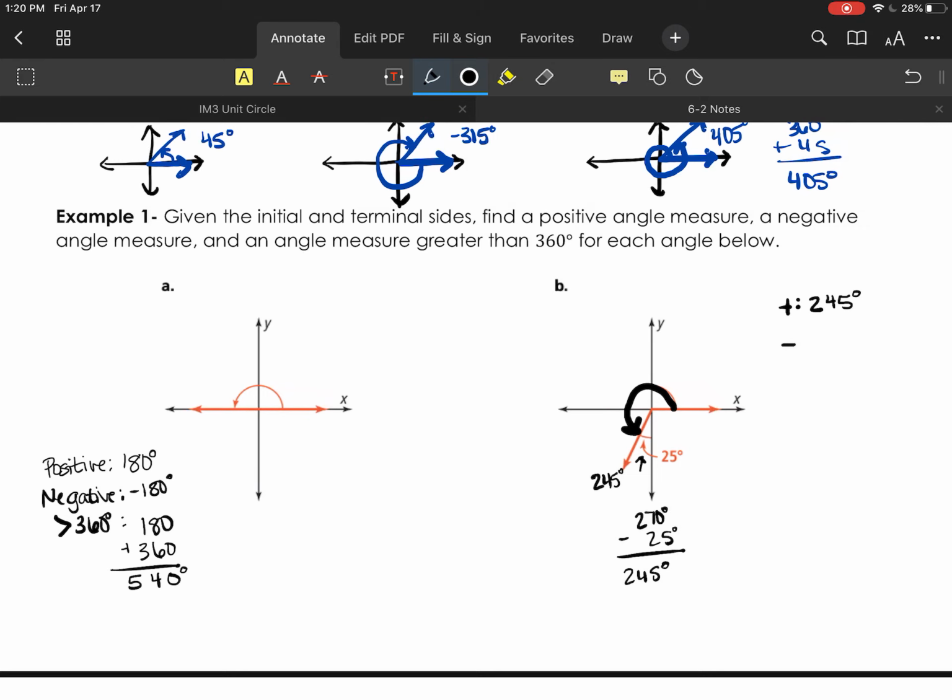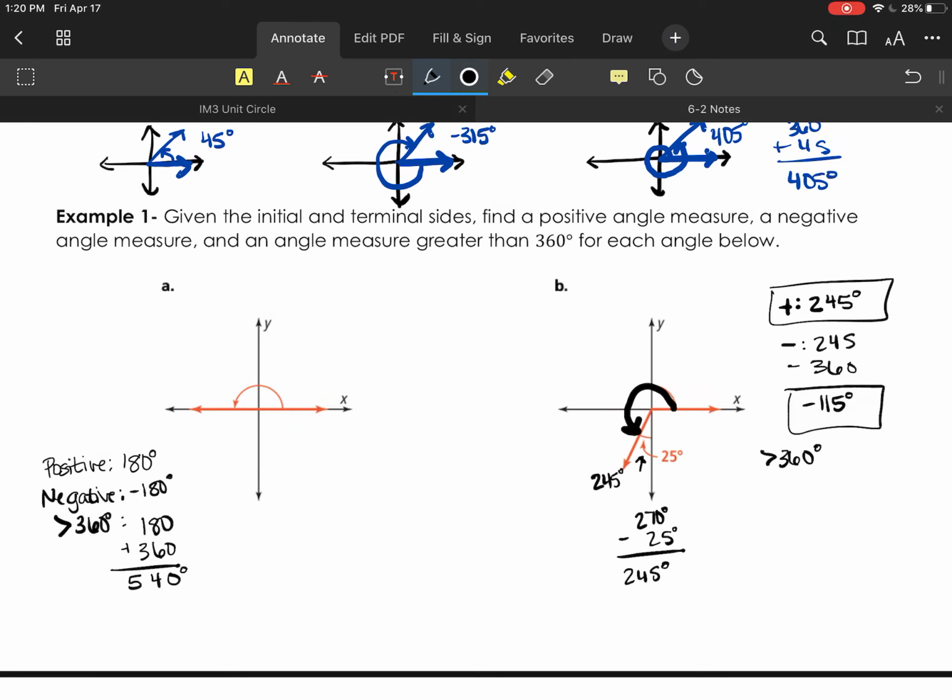So what I'm going to do to get that negative one is just subtract 360 from 245. So if you take 245, subtract 360 to get my negative angle, all you got to do then is type that into your calculator. So 245 minus 360 should give us negative 115 degrees. Here's my positive, here's my negative, and then you have one that's greater than 360.